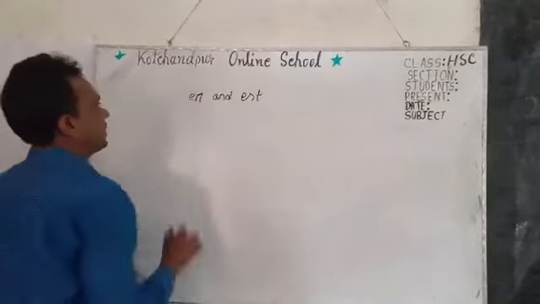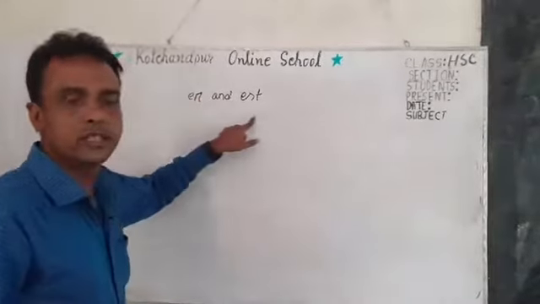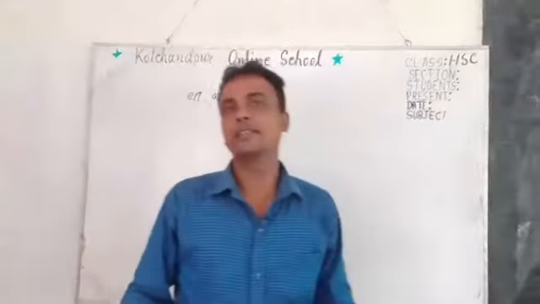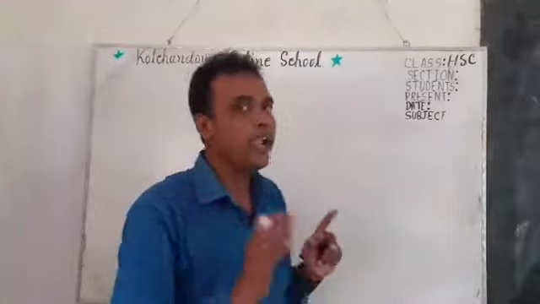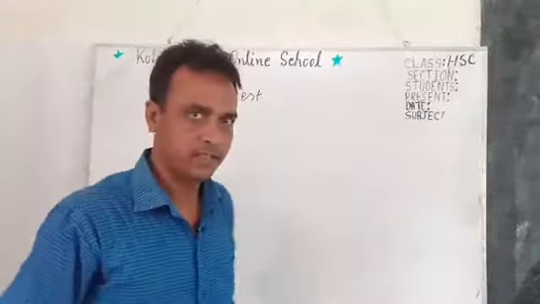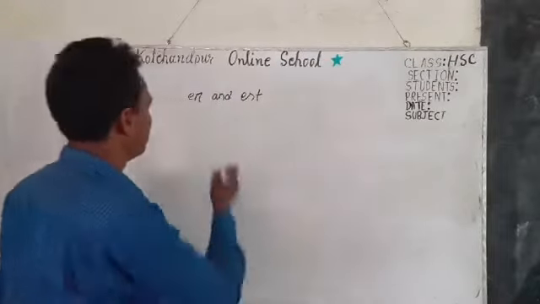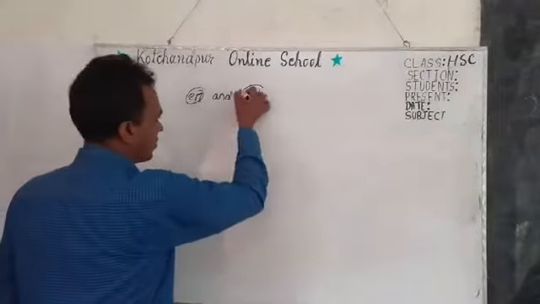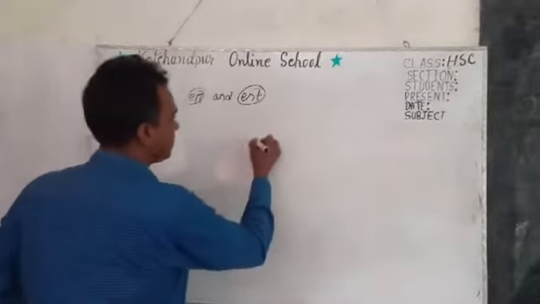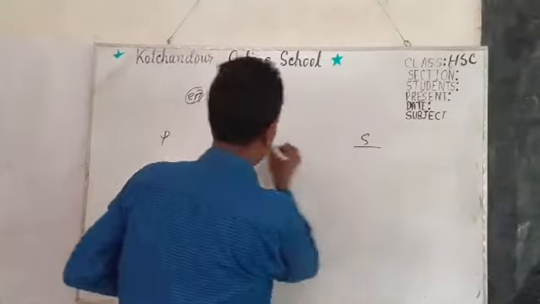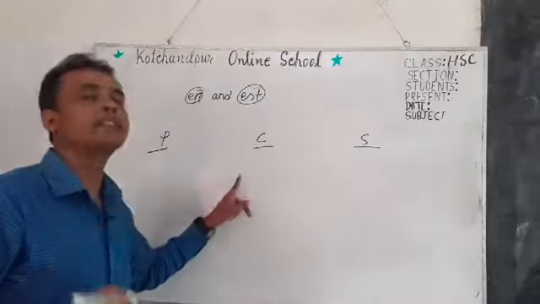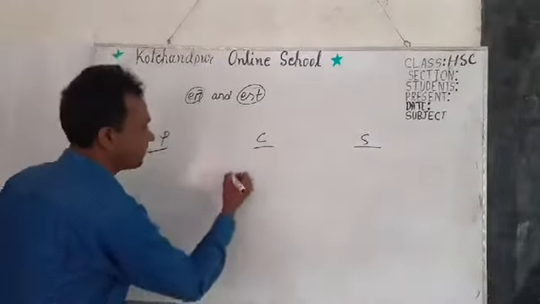Here are two suffixes. Suffix means the letters used at the end of a root word to make a new word. It will be clear within a short time. ER and EST. P just for positive, C for comparative, S for superlative. If you use ER at the end of the positive, it will be comparative.